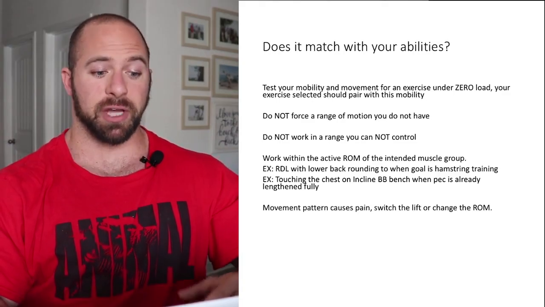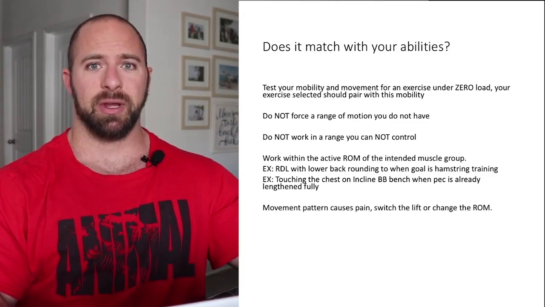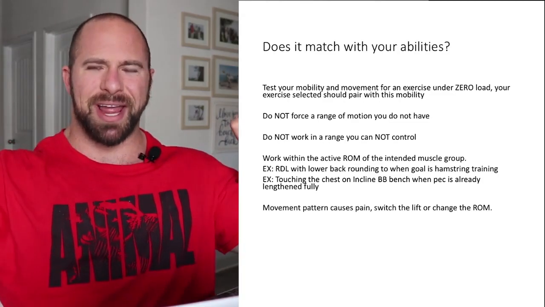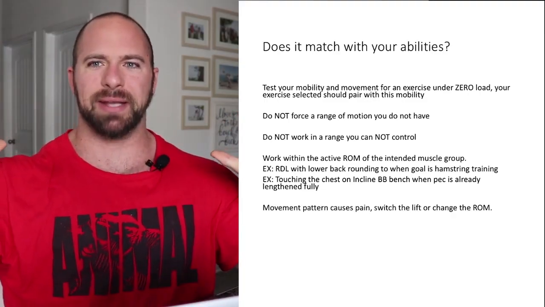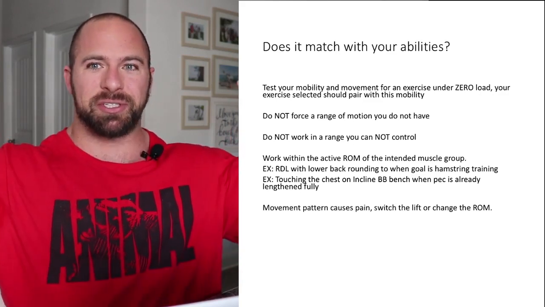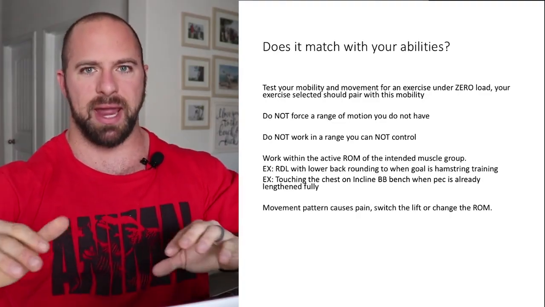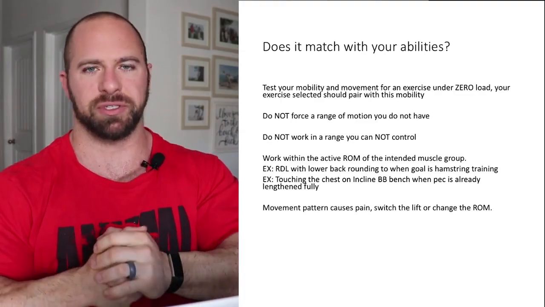So for movement patterns that cause pain, just switch the lift or change the range of motion, right? So if you're like, oh man, John, when I do this overhead press, I come down to right here and I get a lot of shoulder pain. What should I do to stop that pain? Well, don't do that. If you get pain here, just stop there and lift in that range. It's as simple as that, guys. If you have pain in a movement, just don't go there in the movement. And don't try to work through pain. That's the other worst thing that you can do.